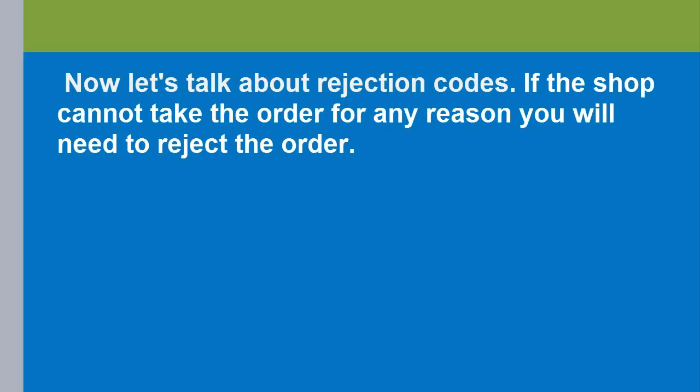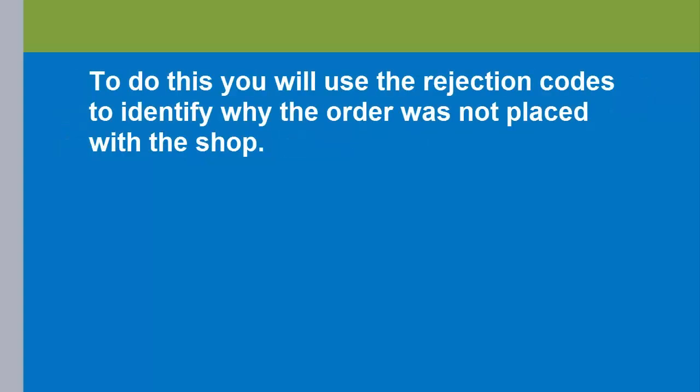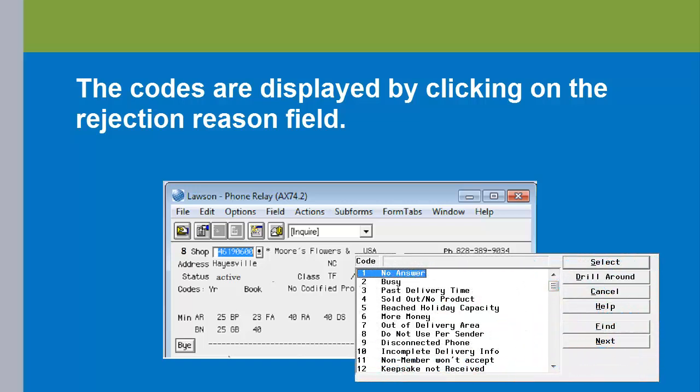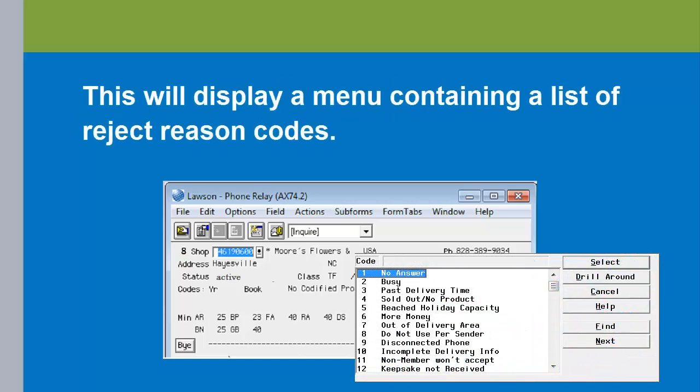Now let's talk about rejection codes. If the shop cannot take an order for any reason, you will need to reject the order. To do this, you will use the rejection codes to identify why the order was not placed with the shop. The codes are displayed by clicking on the rejection reason field. This will display a menu containing a list of rejection reason codes.